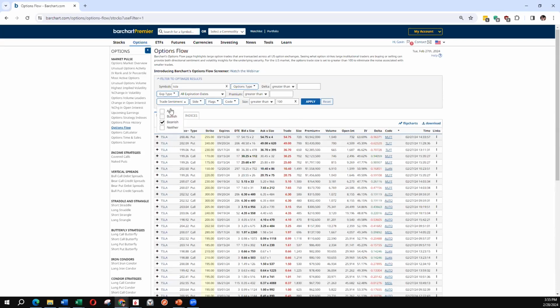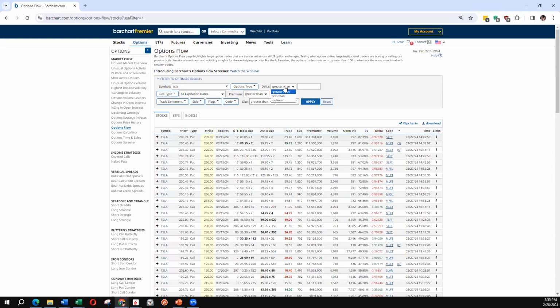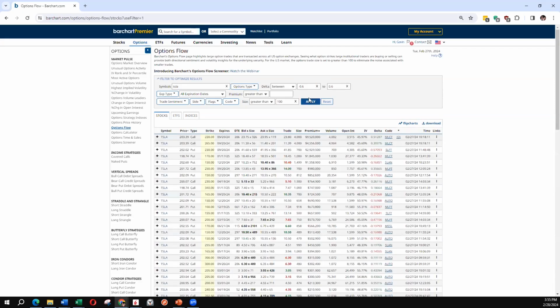We can also filter by the delta. So we might want to exclude anything that's deeply in the money, and we might want to say anything between, let's say, negative 0.6 to positive 0.6. And then we're filtering out anything that's deep in the money. And then we can do some more analysis that way.